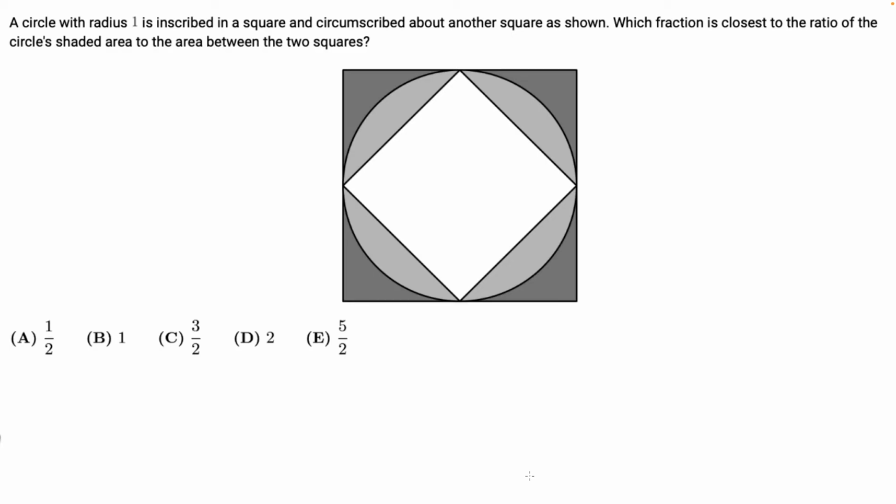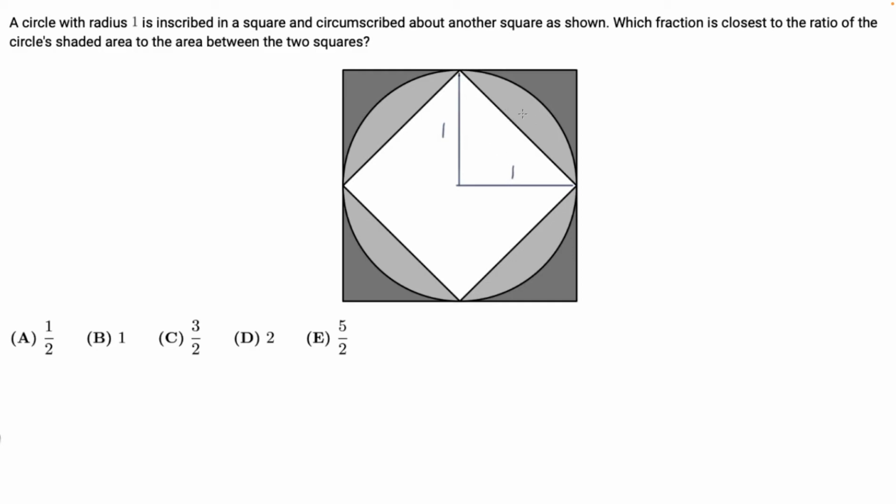Radius 1 is inscribed in a square and circumscribed about another square as shown. Which fraction is closest to the ratio of the circle's shaded area to the area between the two squares? Since we know that the radius of the circle is 1, we can draw a line from the center of the square to the edge and label that as 1, and then draw another line at the top and label that as 1.